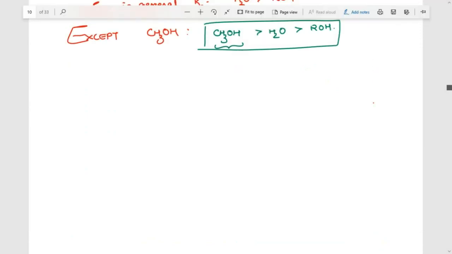As I introduce electron withdrawing groups in these alcohols, they will definitely become stronger and stronger acids. So all I can say is CH3CH2OH will be a weaker acid than ClCH2CH2OH, which will certainly be weaker than CCl3CH2OH. This is what I want to intend.